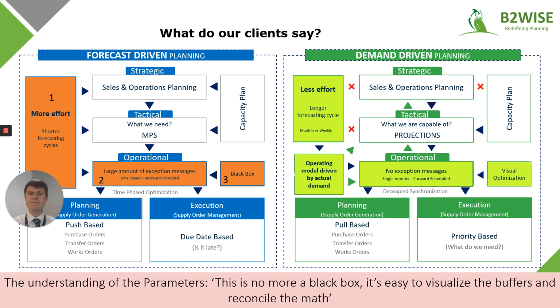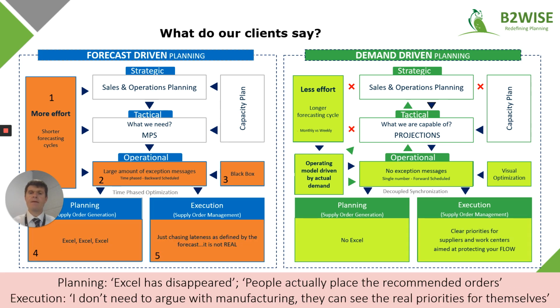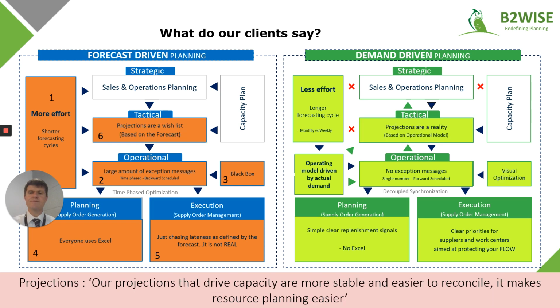Understanding the parameters. There is no more black box. It's easy to visualize the parameters and reconcile the math. Planning. Excel has disappeared. People actually place the recommended order. Execution. I don't need to argue with manufacturing. They can see the real priorities for themselves. Projections. Our projections that drive capacity are more stable and easier to reconcile. It makes resource planning easier.